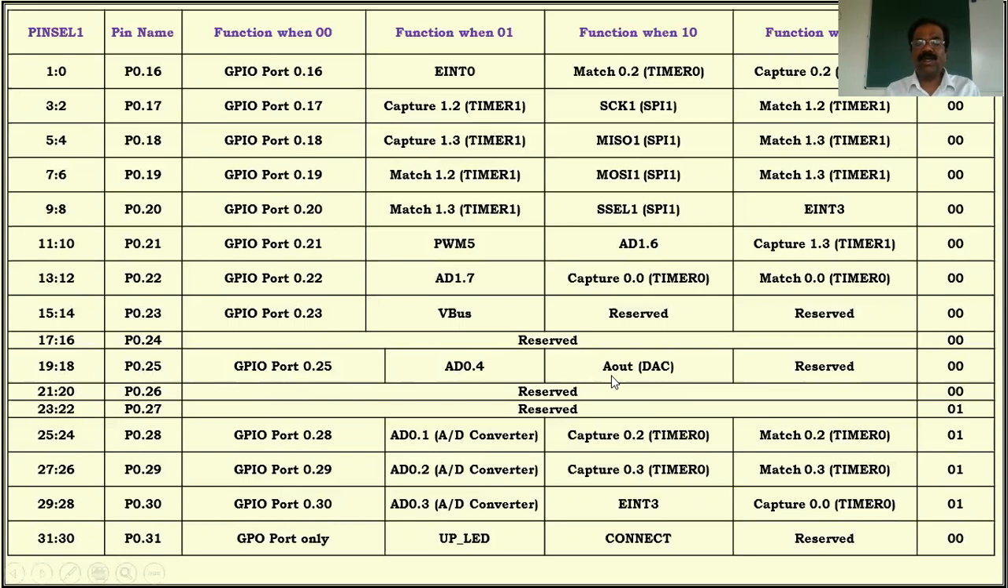What is the meaning of AOUT? Analog out. So this pin has to be connected to the CRO. That is the main purpose. The rest you can go through depending upon your application and use appropriately.